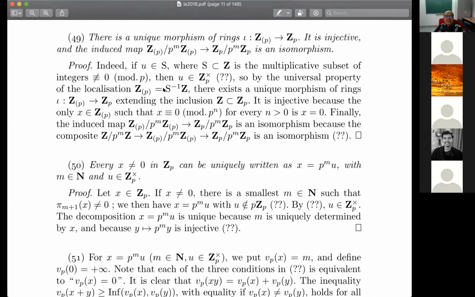A third way of thinking of this ring S inverse Z is by its universal property, which is that whenever I have a map from Z into some other ring, let's call it B, which takes everything outside PZ to an invertible element, there's a unique map from this S inverse Z, which is also being called Z parenthesis P, to that ring B, which makes this triangle commute.